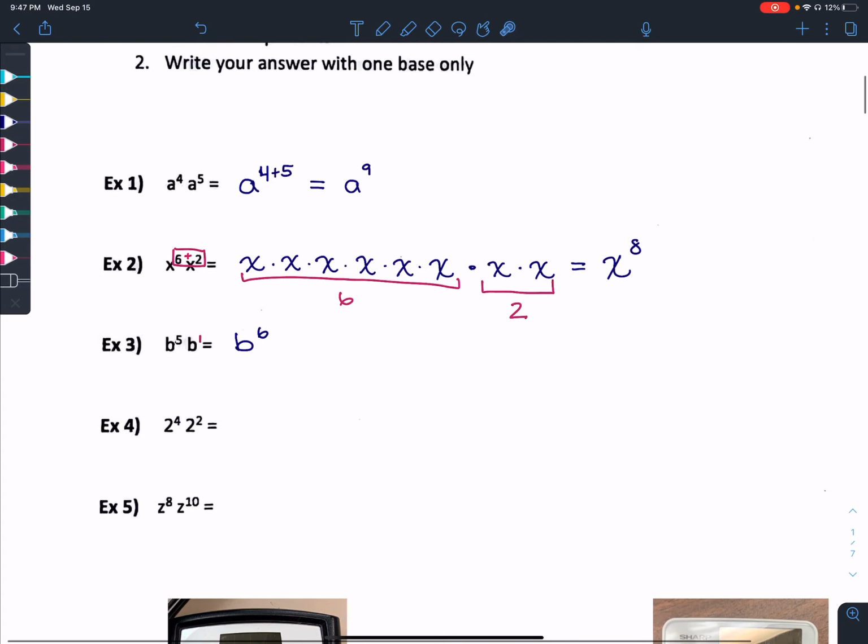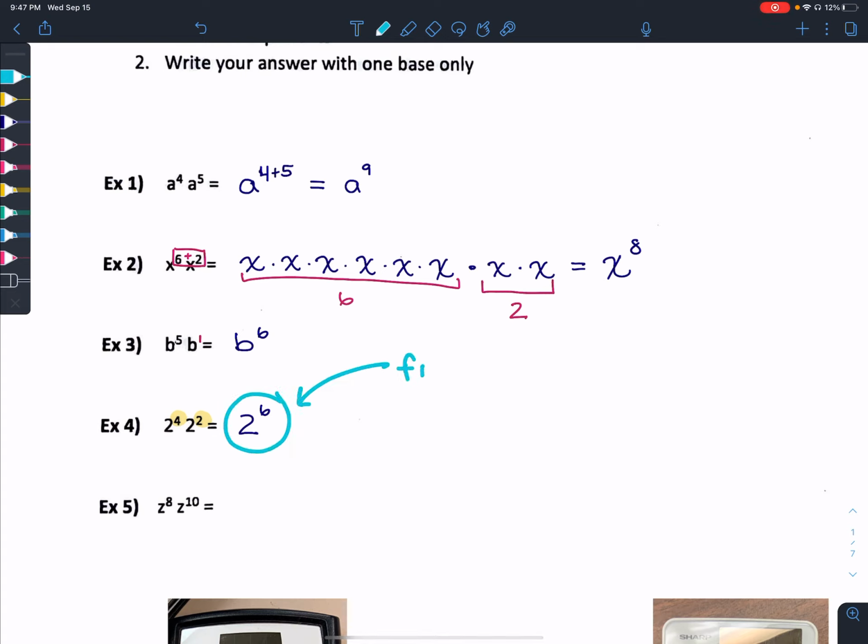For the next one, we have 2 to the power of 4 times 2 to the power of 2. So this is the example I was telling you about, where you could see a number as a base instead of a letter. That's totally fine. As long as our numbers match, there's no issue here. We can absolutely use our multiplication rule because our bases match. So we know that our base is going to remain as a 2, and we're going to add these exponents together. So 4 plus 2 gives us 6. Now something that's special here is that since this is a number, you can actually simplify the entire thing.